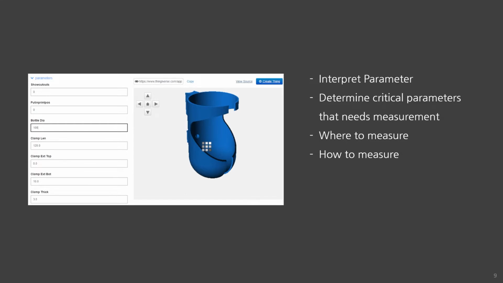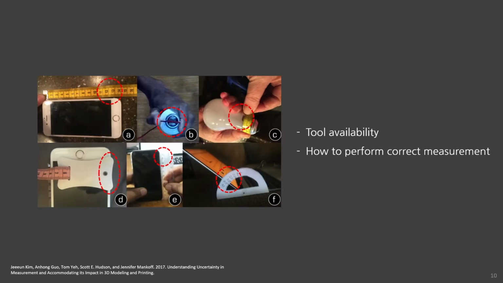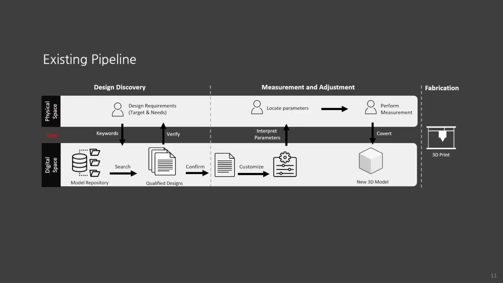Even with the correct measurement value, the user still needs to convert all these physical values into the digital space to get a correct customization. And measurement is also affected by tool availability and how the user performs the measurement, which has been shown to be challenging for novices. So with the existing pipeline, there exists a gap between the physical and digital space, and the user has to take the responsibility of transferring information between them, including initiating the search, verifying results, interpreting parameters, and finally converting them back to the digital space.